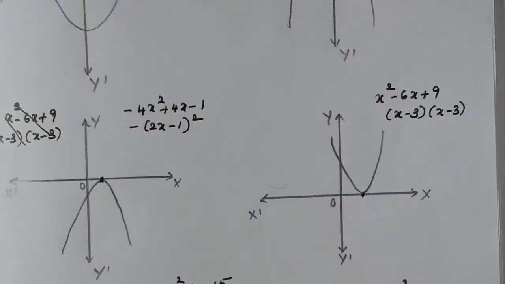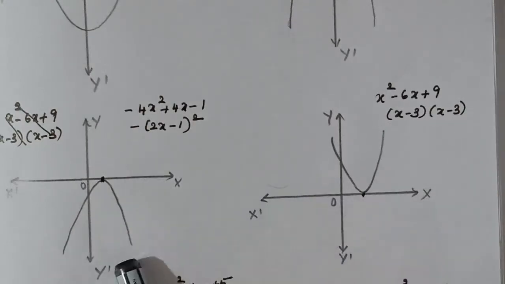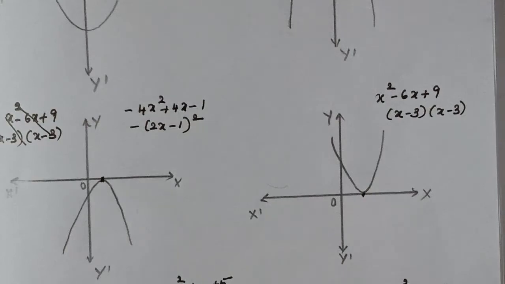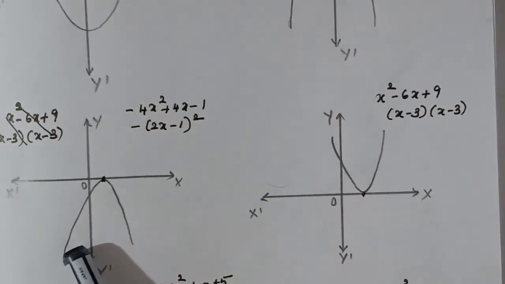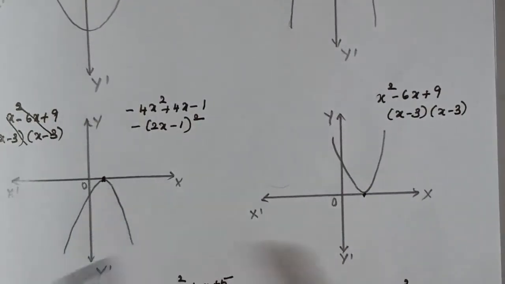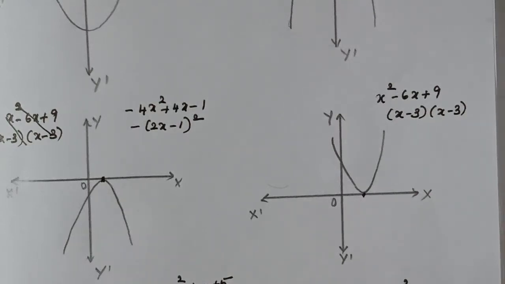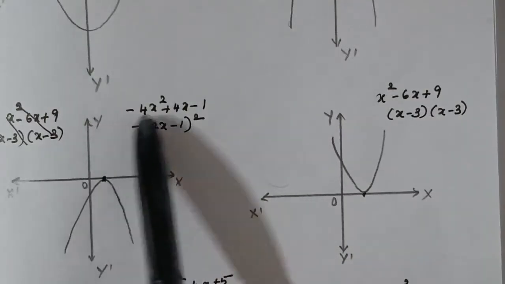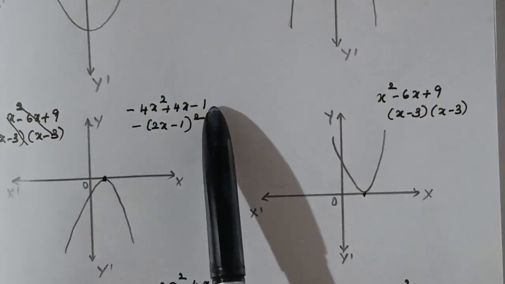Now here we can see another two graphs. Both are parabolas, so it is the graph of a quadratic polynomial. Now here we can see the parabola open downwards. That means the coefficient of x squared is negative.